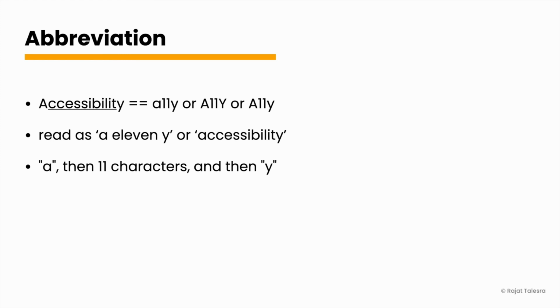How do we normally write it? Accessibility is a big term. So to make it a bit easier, what we normally do, and it's a standard practice, is that we write A11Y, where 11 stands for all the characters in between A and Y. It can be written in different forms, and normally it's read as A11Y or accessibility. That's it.